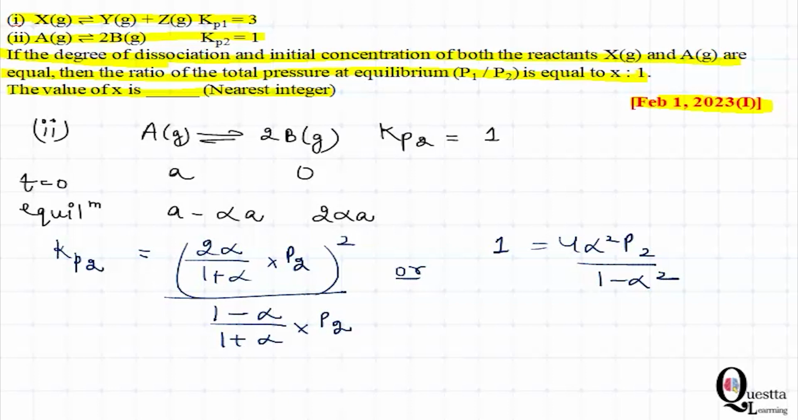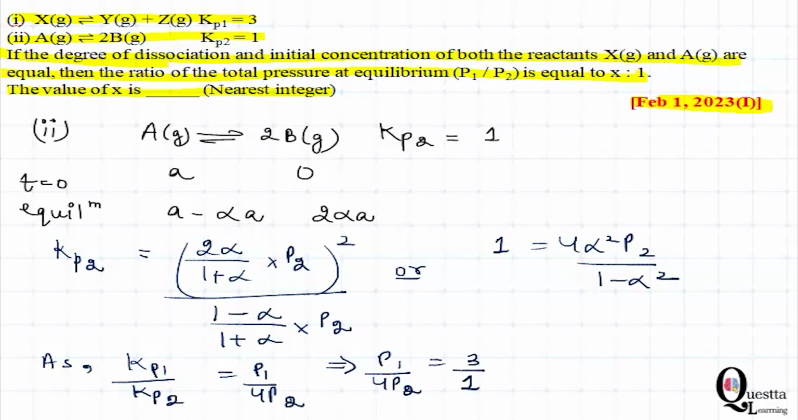So if we proceed with the previous expression, Kp1 over Kp2 is equal to P1 over 4P2, or P1 over 4P2 has a value 3:1, so the ratio of P1 to P2 will come as 12:1.